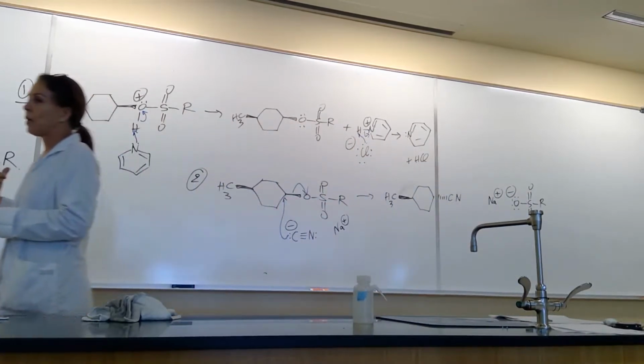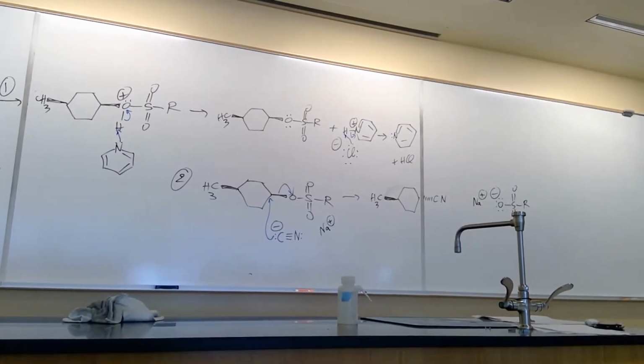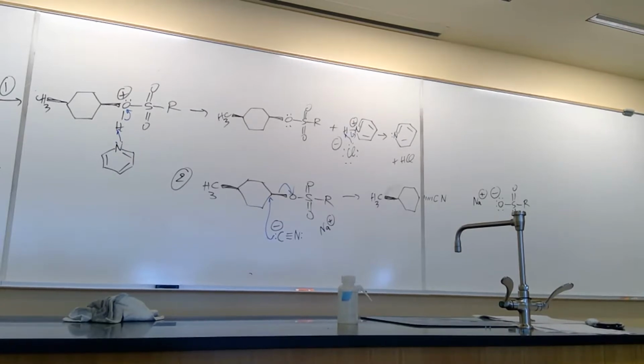Now, if this were a tertiary carbocation, what would happen here? And then you're gonna have attack on both sides. So how many products you're gonna get? And what is that called? Racemic mixture. Okay, so primary and secondary with no rearrangement, you're gonna only have inversion of configuration. But if it's tertiary, you're gonna have the racemic mixture.